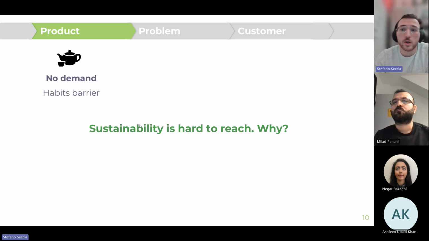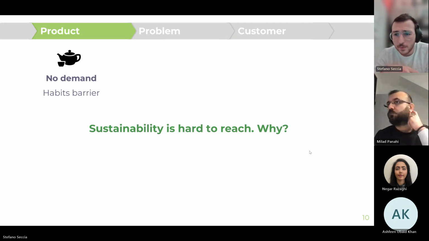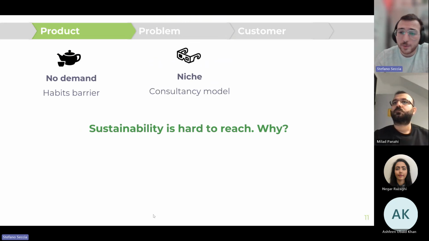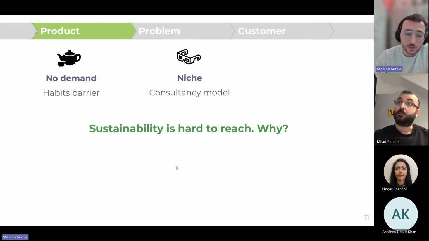Usually, it's one of a few factors. The most important one, and the first one that Sajad mentioned, is that there is no demand, a habits barrier. The problem that your product, your idea solves isn't real in the first place, or the pain is not strong enough to trigger a switch. Secondly, we might find ourselves in a situation where not enough people share the same problem in a similar form that can be addressed in one solution. So more of a niche consultancy model.